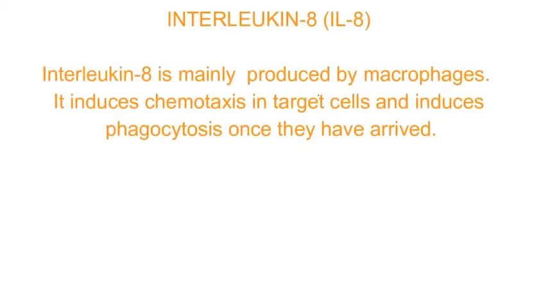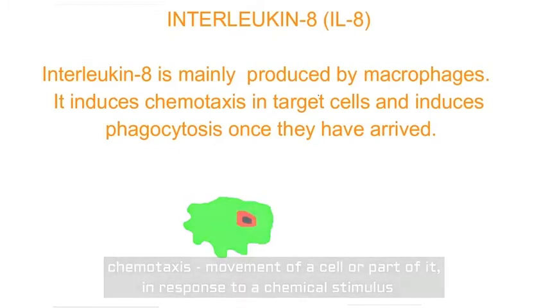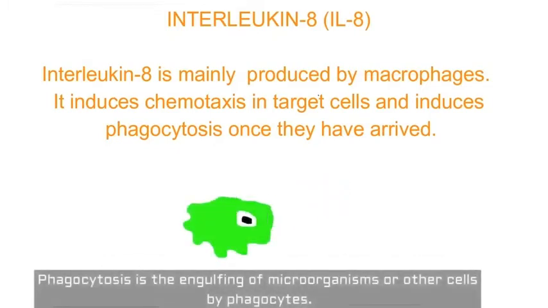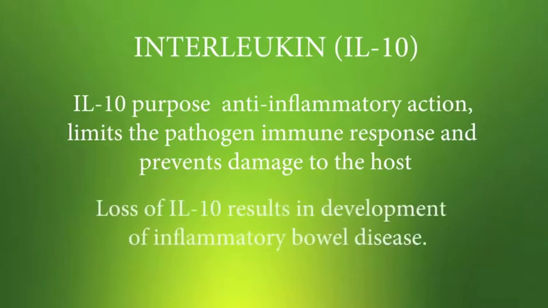Interleukin 8. Interleukin 8 is mainly produced by macrophages. It induces chemotaxis in target cells, which is the movement of a cell or a part of it, in response to a chemical stimulus, and induces phagocytosis once they have arrived. Interleukin 10. Interleukin 10 purpose, anti-inflammatory action, limits the pathogen immune response and prevents damage to the host. Loss of interleukin 10 results in development of inflammatory bowel disease.